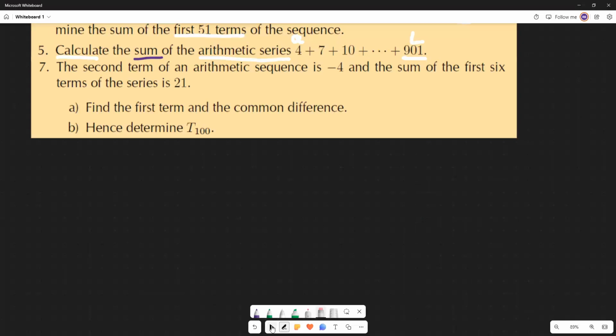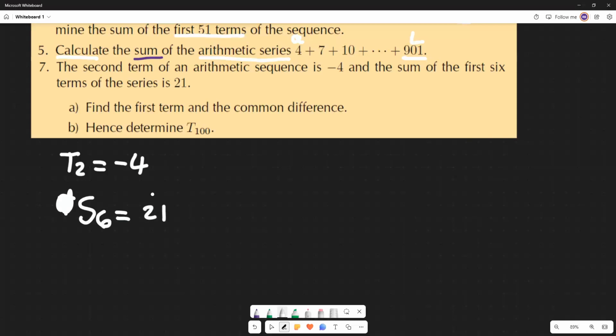Okay. So on the last question, they say the second term of an arithmetic sequence is -4. So T2, because they said the second term, is -4. And then the sum of the first 6 terms of the series is 21. They said the sum, so I cannot use the Tn. I'm going to say the sum of 6 terms is 21.